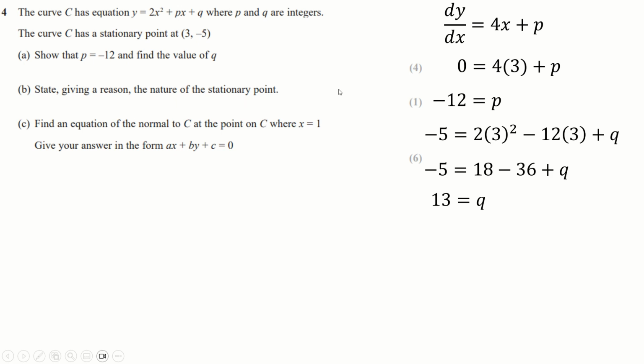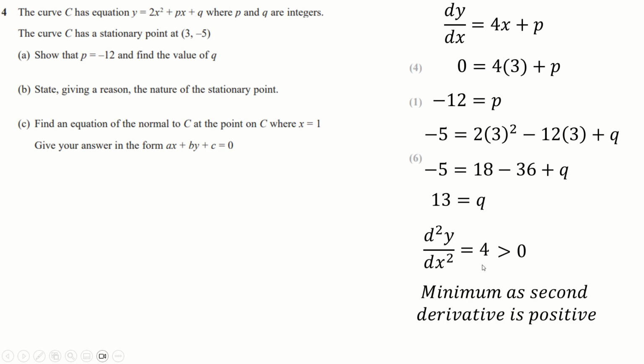State the nature of the stationary point, we'll just find out d2y by dx squared, and that's positive, which means it's a minimum for any value of x. It doesn't actually matter that x is 3. You could also just say this is a quadratic, so it's a U shape, which, because it's positive here, it's clearly just got a minimum. I think that will probably also get the marks.